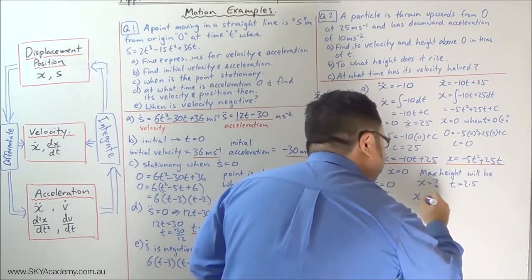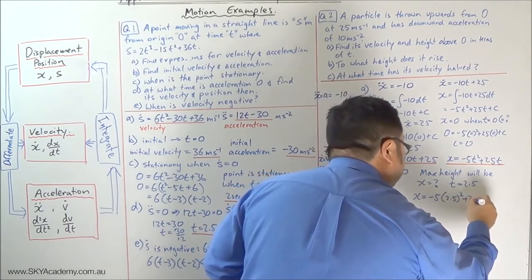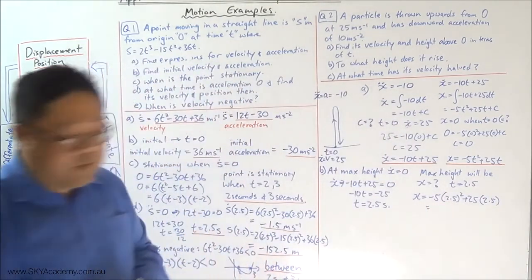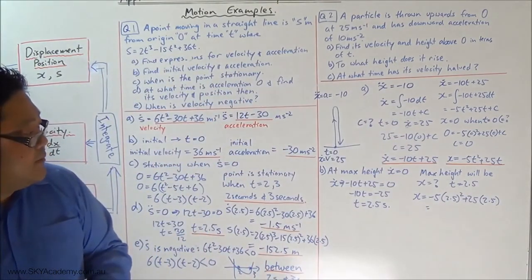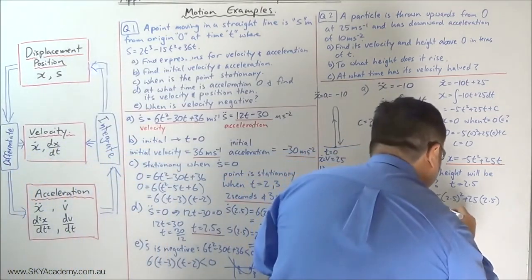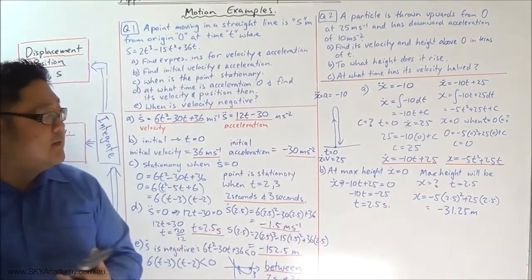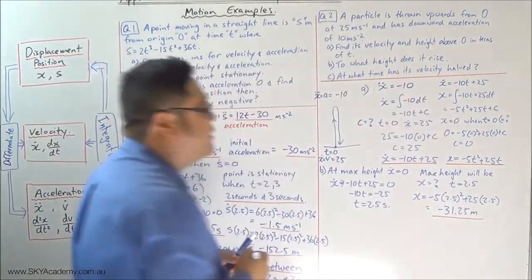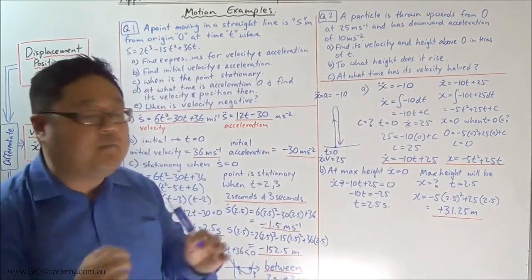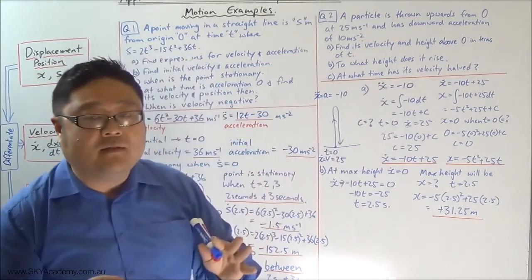So we need to substitute 2.5 seconds into that equation, right? So x is going to equal minus 5 lots of 2.5 squared plus 25 lots of 2.5. Work that out. I'll put that in the calculator. And what I get is 31.25 meters. Does that make sense? So the maximum height reached, is 31.25 meters. Got it?